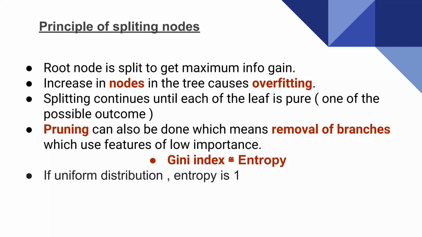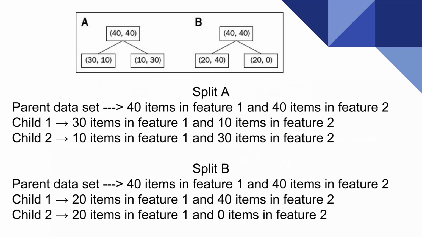Pruning can also be done. When splitting a dataset in a decision tree, the goal is to create child nodes that are more homogeneous in terms of the target feature, often referred to as purity. Let's examine the two proposed splits.